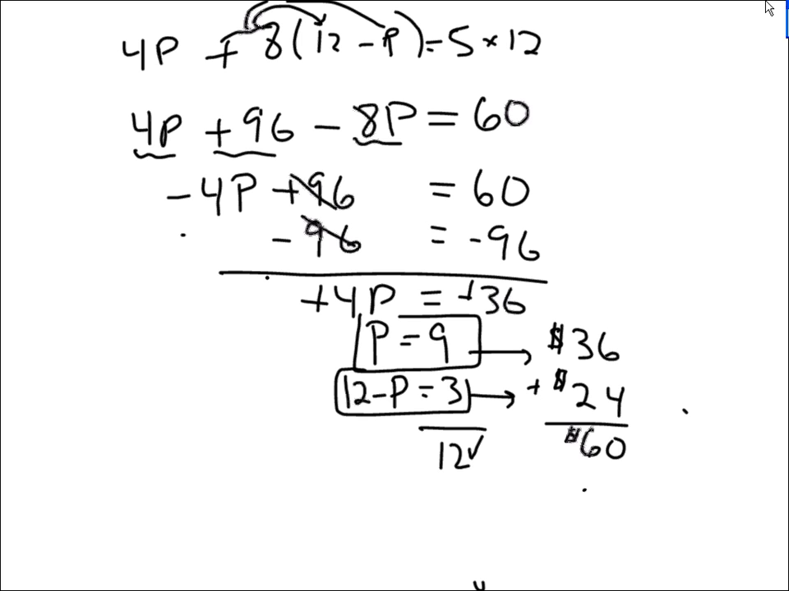Well, if I take my $60 and I divide it by 12 pounds, 12 goes into 60 five times. What do you know? I get $5 per pound. I wanted a mixture, $5 a pound. That's what I wanted, that's what I got. There's no way this is wrong.